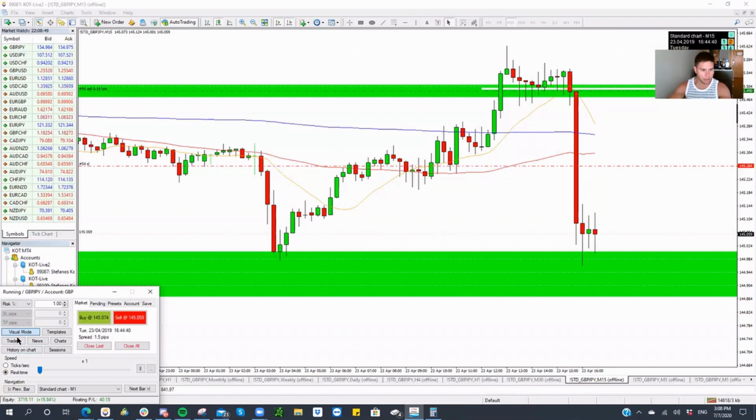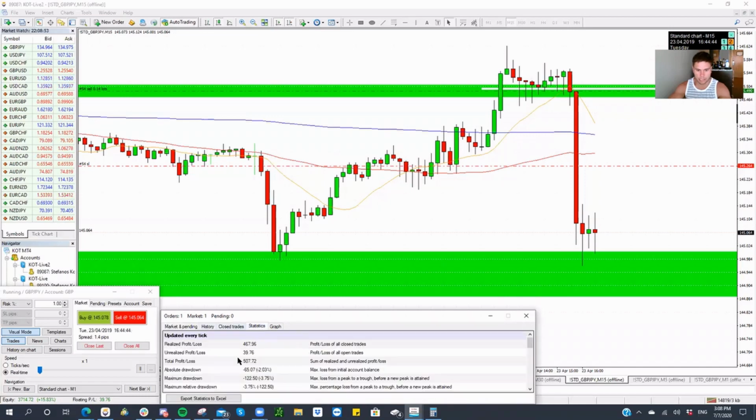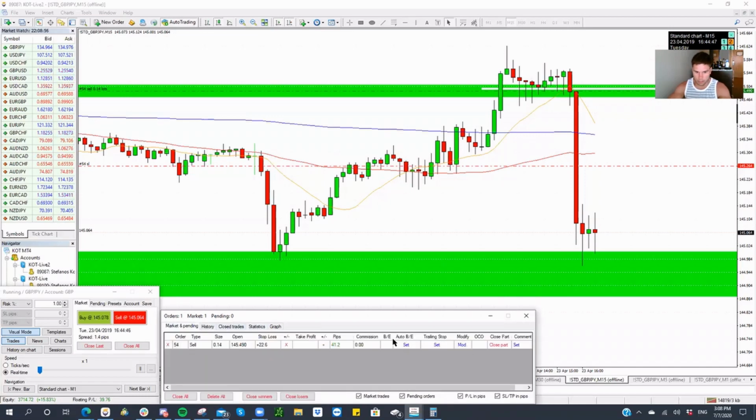Over here, you have the trades that you took, the history, closed trades, statistics, and right here, this is the trade I'm currently in. This is actually my runner. That's 40 pips in profit. So you also can fast forward in time.